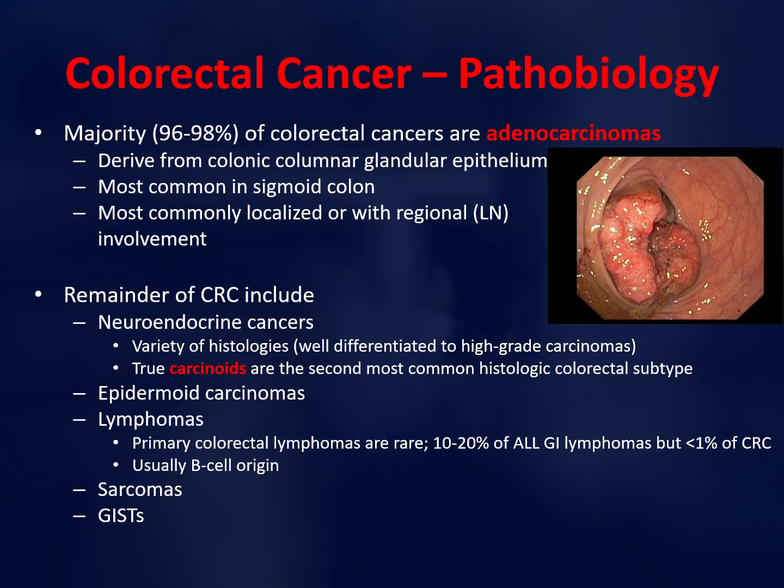Lymphomas of the GI tract are mostly B-cell lymphomas. Primary colorectal lymphomas are rare. They account for about 10 to 20% of all GI lymphomas, but colon lymphomas are less than 1% of colorectal cancers. Other than that, we can have very rare sarcomas and GIST, which are gastrointestinal stromal tumors, which are submucosal lesions. They are mostly located in the stomach, but we can also have a few cases in the colon.